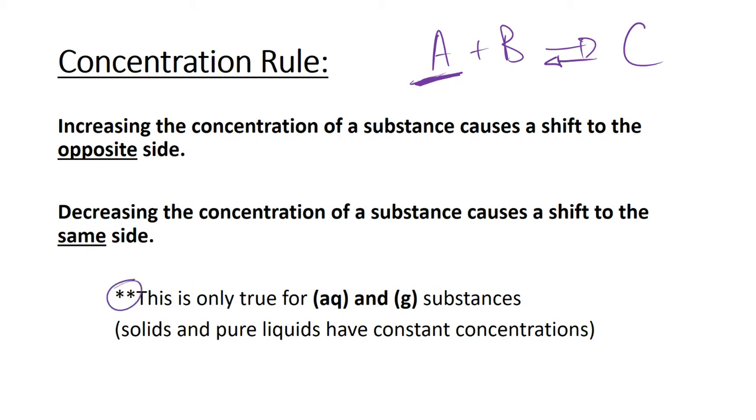Please note that we can only adjust the concentration for aqueous and gaseous species. We cannot change the concentration of solids and pure liquids. So if one of these reactants is like a piece of solid magnesium, for example, then we can't change its concentration. So we can't be talking about increasing the concentration of Mg, because it never changes. It's constant.